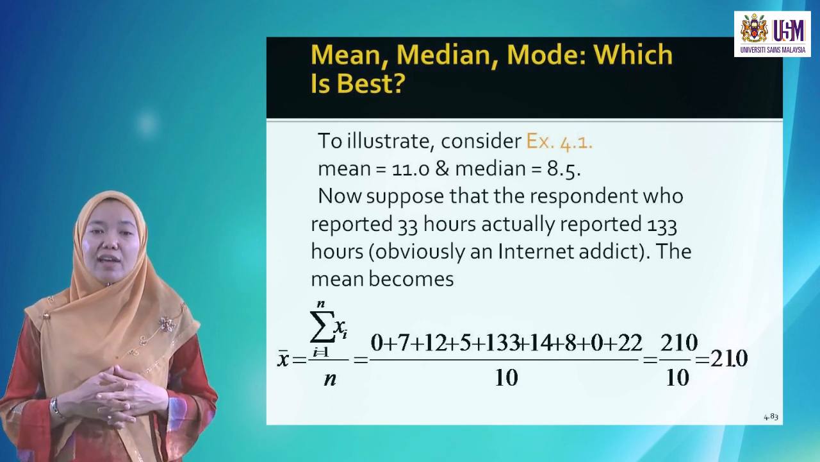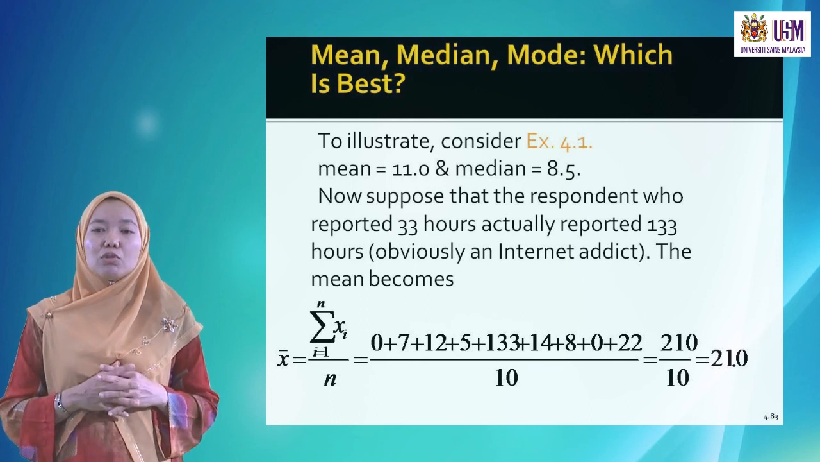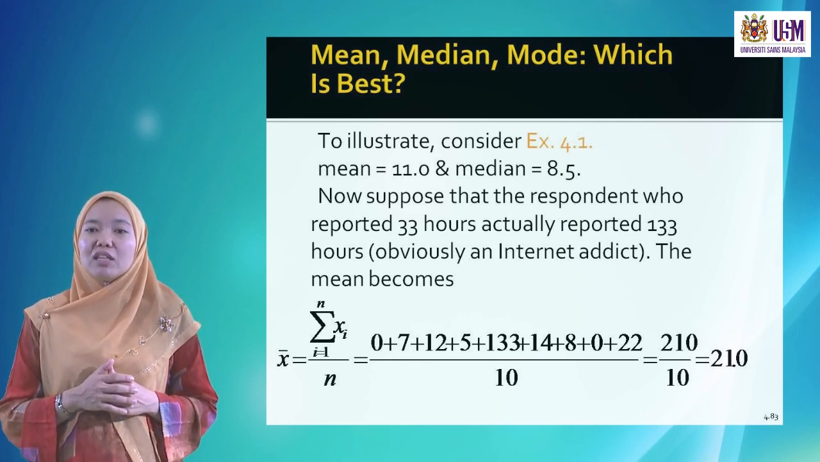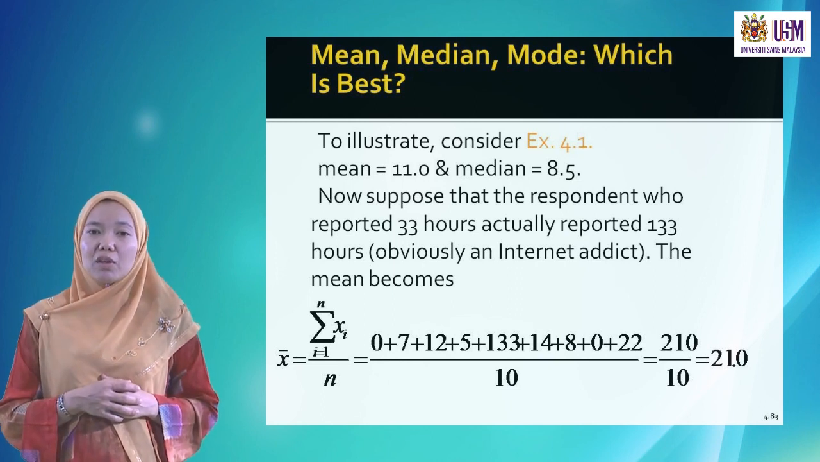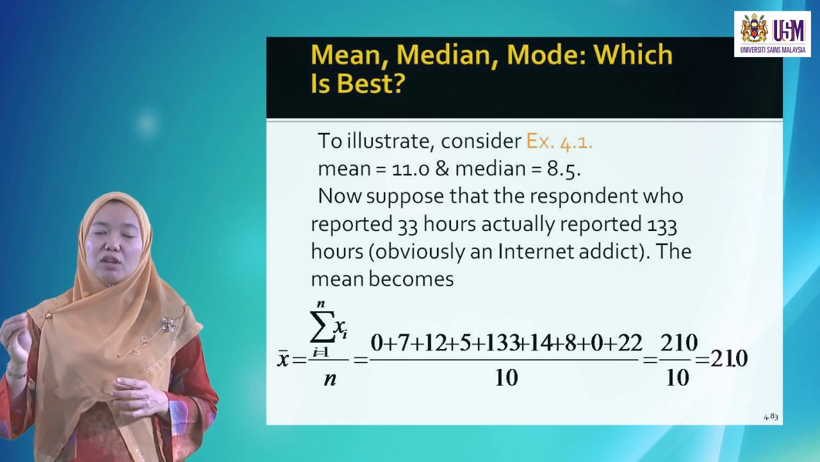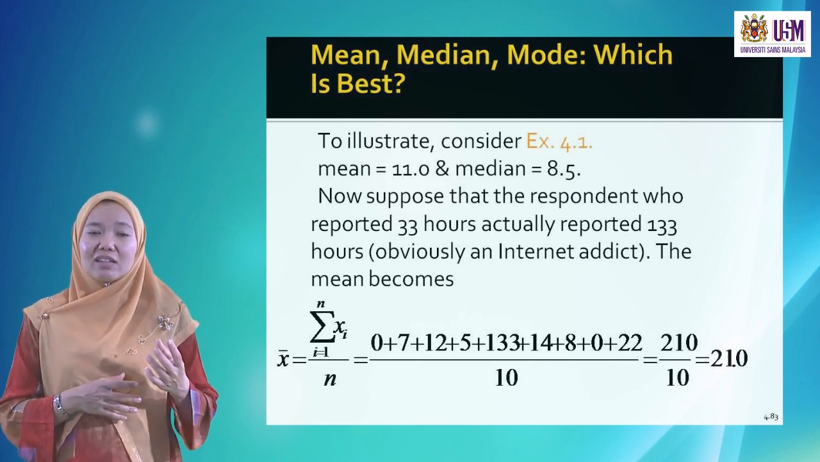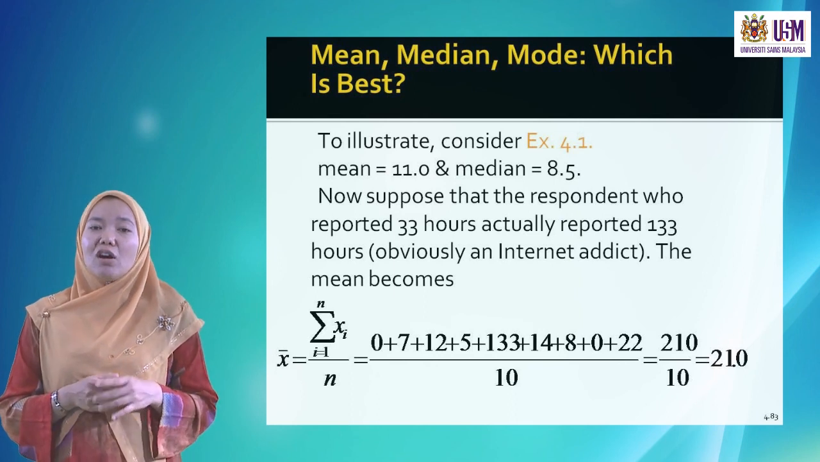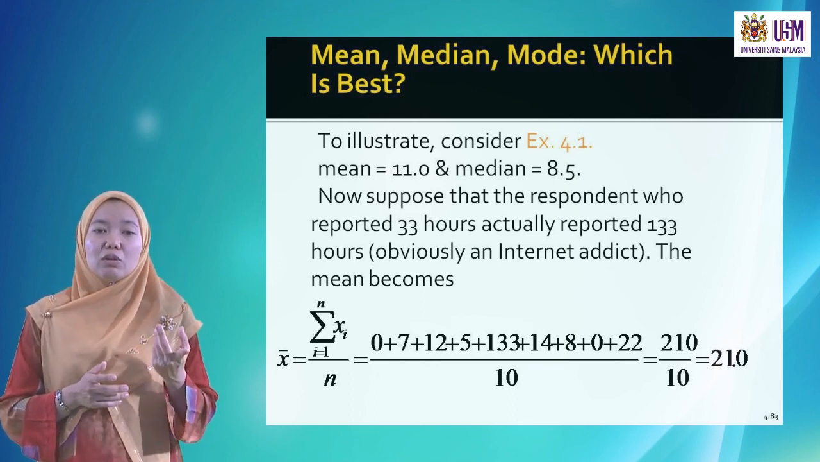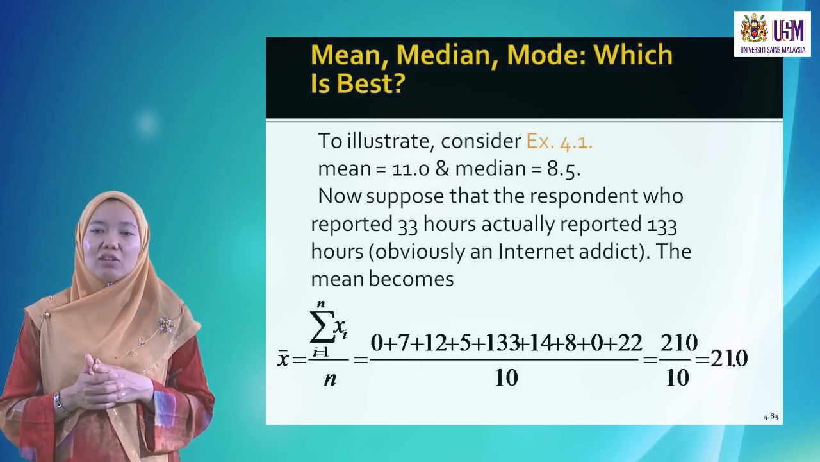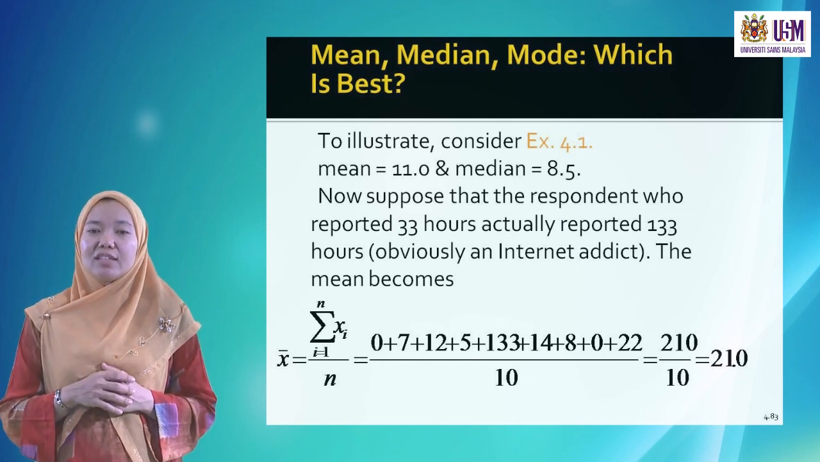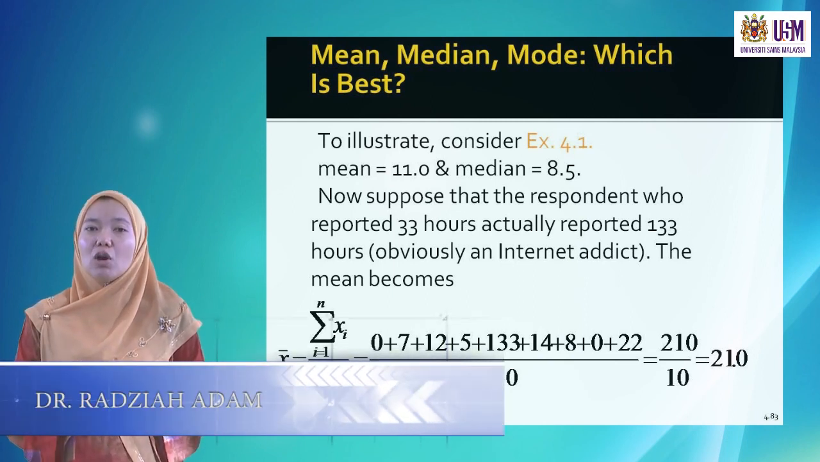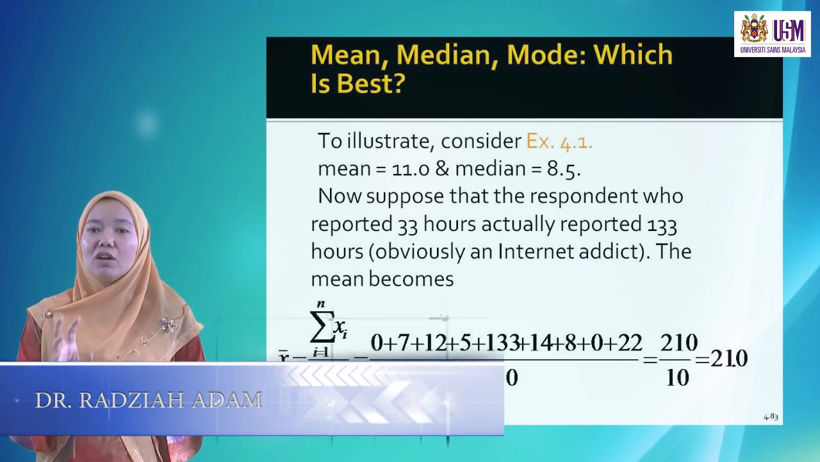So what happened? This extreme value has changed the value of the mean. Now you have your new mean, instead of 11, just because of one extreme value. Your mean almost doubles, from 11 to 21. So this is the thing about using the mean: if you have extreme values or outliers, your mean is not representative of the whole observation anymore. All the other observations are more or less around the same, between 0, 7, 12, 5, 14, 8, 22 hours, but there's only one who is using 133 hours. So that is an extreme value. Be careful: if you have an extreme value, your mean will not be representative of your data.